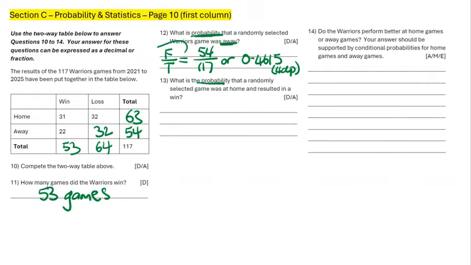So another probability, so we're going to be using our F over T fraction. What is the probability that a randomly selected game was at home and resulted in a win? So same thing, F over T, we already know the total, there's still 117 games. Of those 117, how many of them were home wins? That's going to be this number up here, right? 31. We don't care about the other numbers. So 31 out of 117.